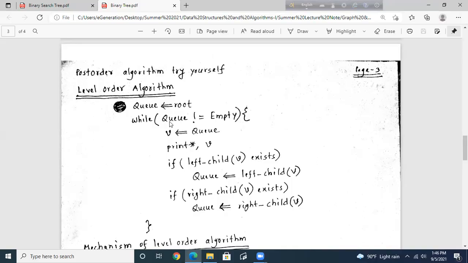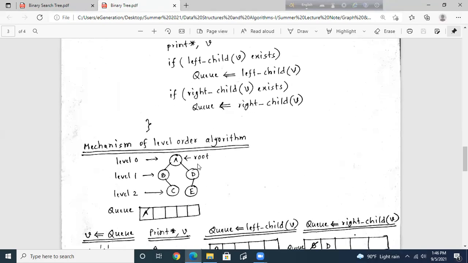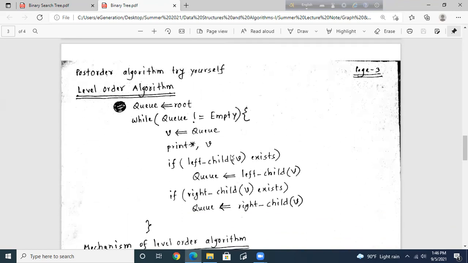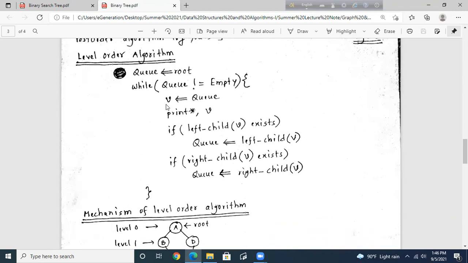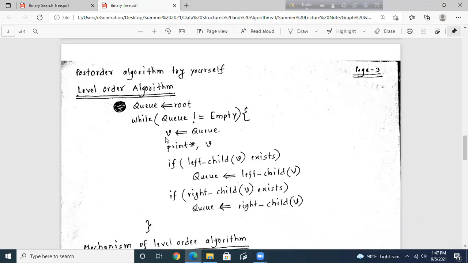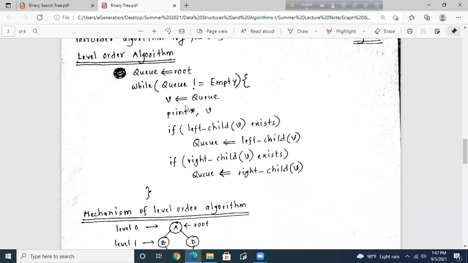এবার বলছে, তোমার কিউ কি খালি? না, আমার কিউর মধ্যে এ আছে। যেহেতু কিউর মধ্যে এ আছে, তাহলে হোয়াইল লুপের কন্ডিশন সত্য। হোয়াইল লুপের কন্ডিশন সত্য হলে হোয়াইল লুপের ভিতরে ঢুকো। So now computer will execute the first line of the while loop. So now dear student, first line of the while loop, in this line I told the algorithm to delete v from the queue.